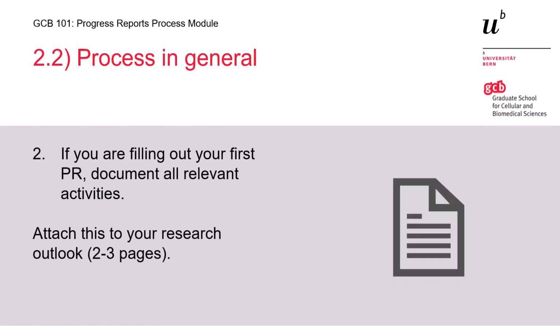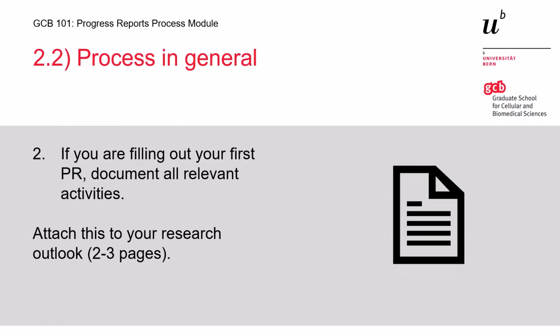Number 2. If you are filling out your first progress report, document all relevant activities between your GCB registration and application date and the first anniversary of said date. Please attach this file to your progress report in which you describe your research and current stand on the research progress in the form of an article: your background, your methods, your results, your discussion, and your outlook. This research outlook is generally 2 to 3 pages long.